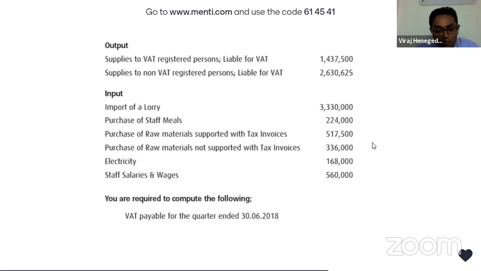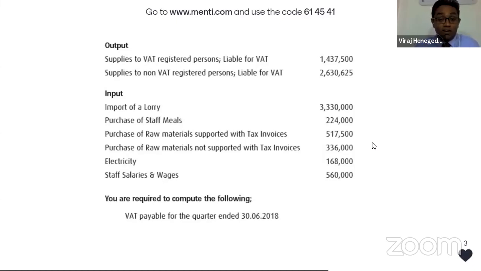These are simple examples for you to get some idea how to do the calculation. But I urge you to go through your study manual, because the study pack has a lot of examples, and you can get a good idea from that. This is only one sample example. Now you can see a VAT registered person liable for VAT, 1.4 million supplies to a non-VAT registered person. There can be a situation where you have already registered for VAT, but the people who are getting your services are not registered for VAT. For those people also you need to charge the VAT. So that's what this example says.